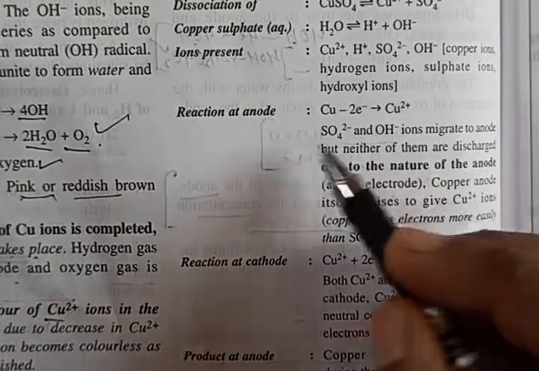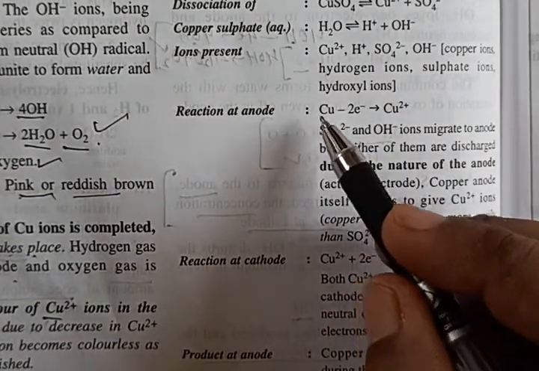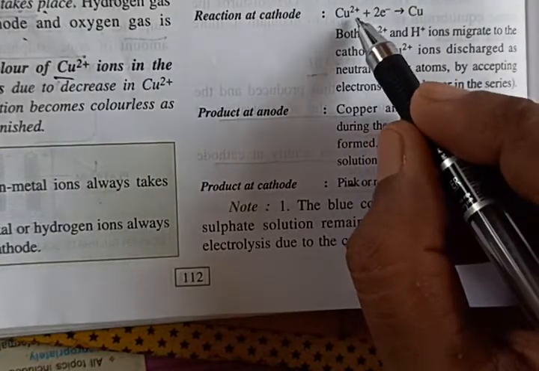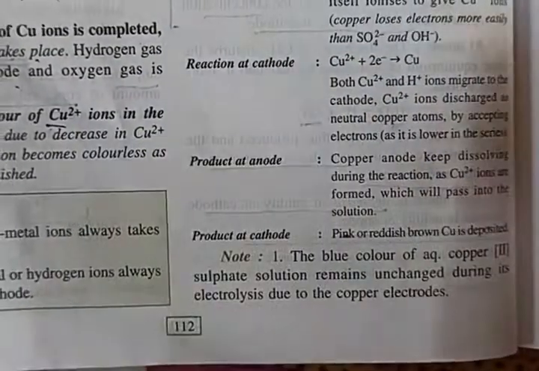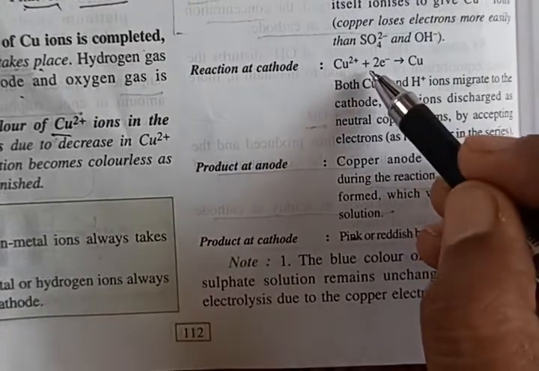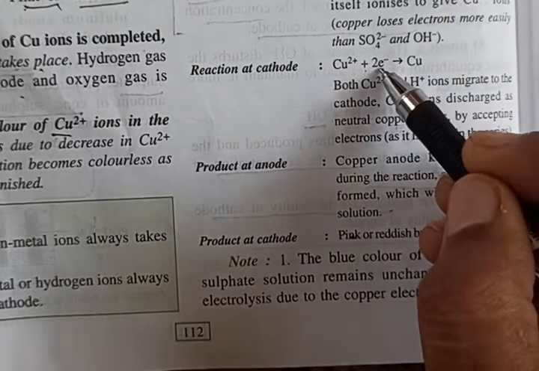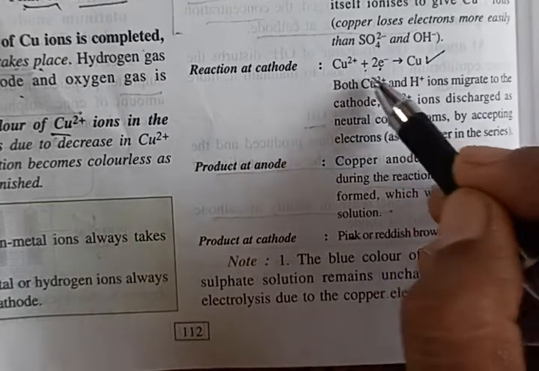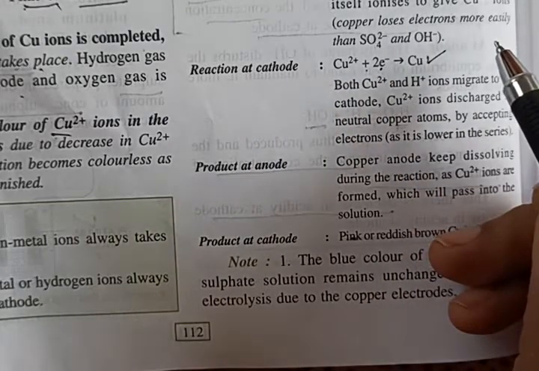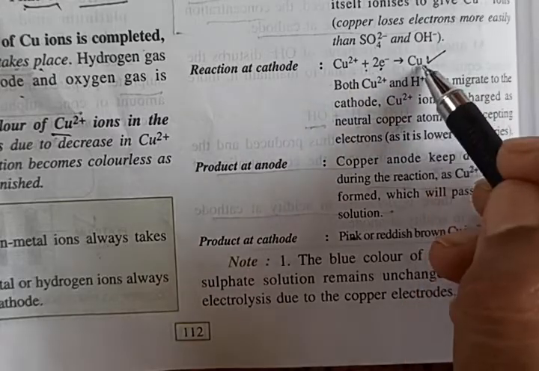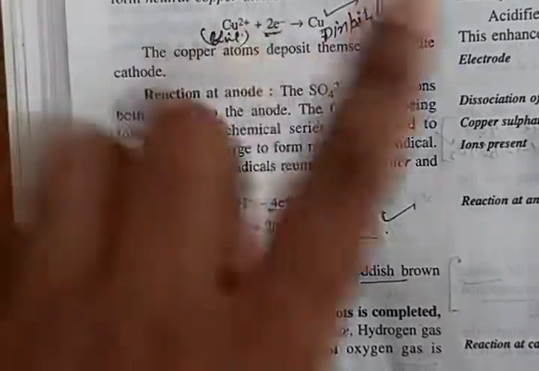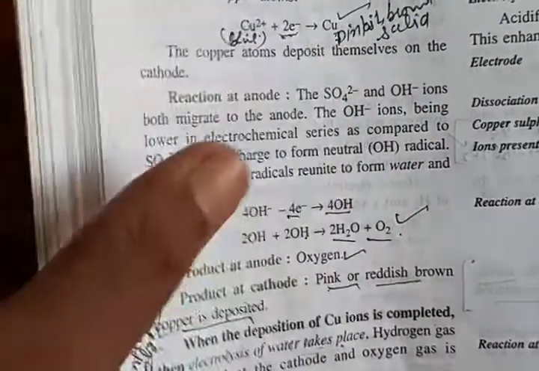Reaction at anode. What is the reaction at anode? First of all, the reaction at cathode we'll discuss. Copper ion is positive, H ion is also positive, so positive ions migrate toward the cathode. Copper ion gains 2 electrons to form a copper atom. So at cathode copper ion decreases, right? And a pinkish brown metal is formed, as we have done in the third experiment, copper sulphate before this, right? So similar reaction.